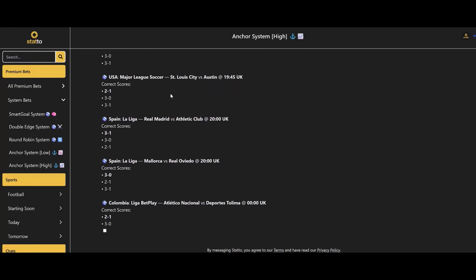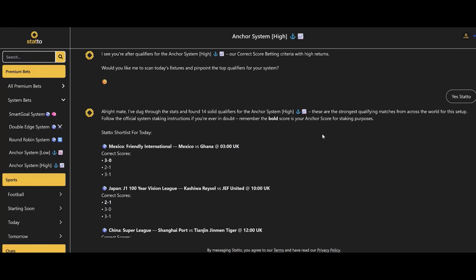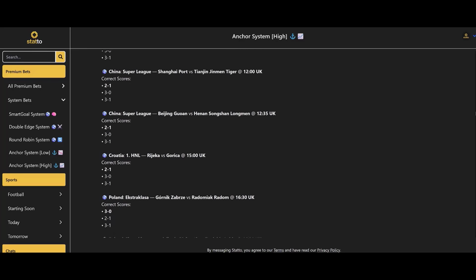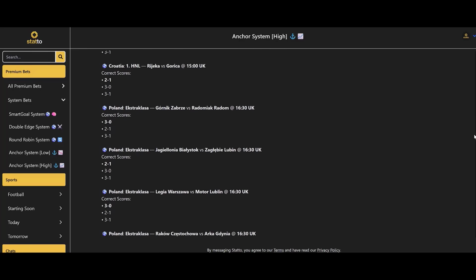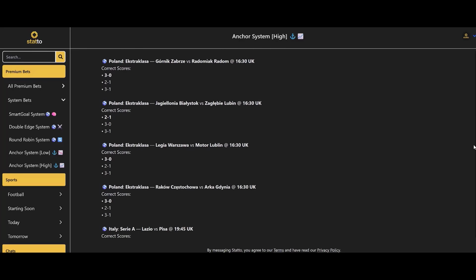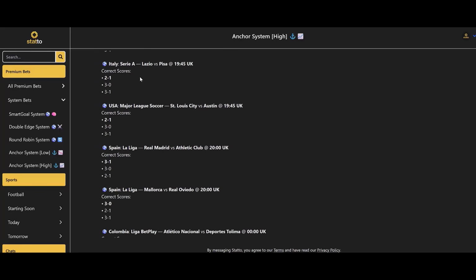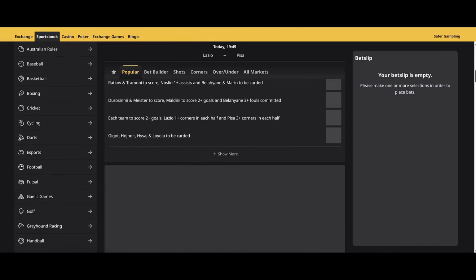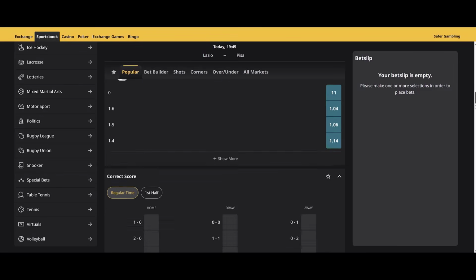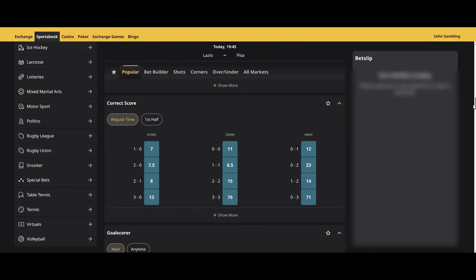So we're looking at a lot of these matches, and I can see my preferred leagues are La Liga and the Serie A league also, so we want to get involved in those. MLS is not one of my preferred leagues, the Major League Soccer, that is. So that gives us 3 qualifiers. Firstly, let's do Lazio versus Pisa.